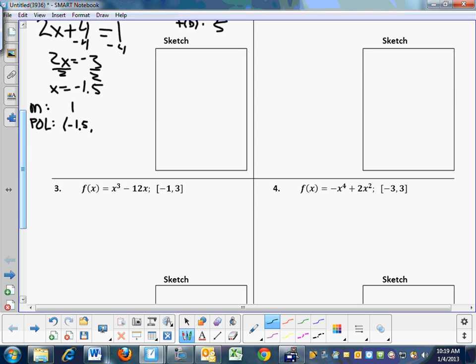Okay, so somebody plug in negative 1.5. What do I get? So now I'm going to write my equation for my line. I have y, which is negative 3.75, equals m, which is 1, times x, which is negative 1.5, plus b. Add my 1.5 to both sides. I will get negative 2.25 is equal to b. So the equation for the line is what?